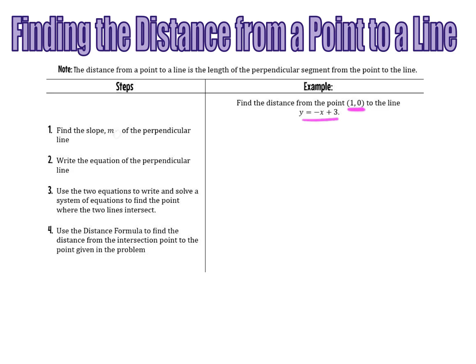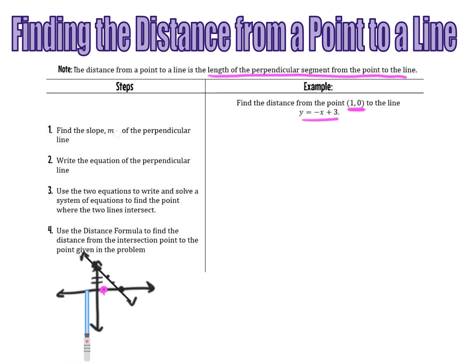In order to do this, we're going to have to keep in mind that the distance from a point to a line is the length of the perpendicular segment from the point to the line. So I'm going to just create a little sketch here so you can see what I'm talking about. So here's a visual of what we're talking about. We have the line y equals negative x plus 3, and we have the point (1, 0). We're trying to find the length or the distance from this point to this line.